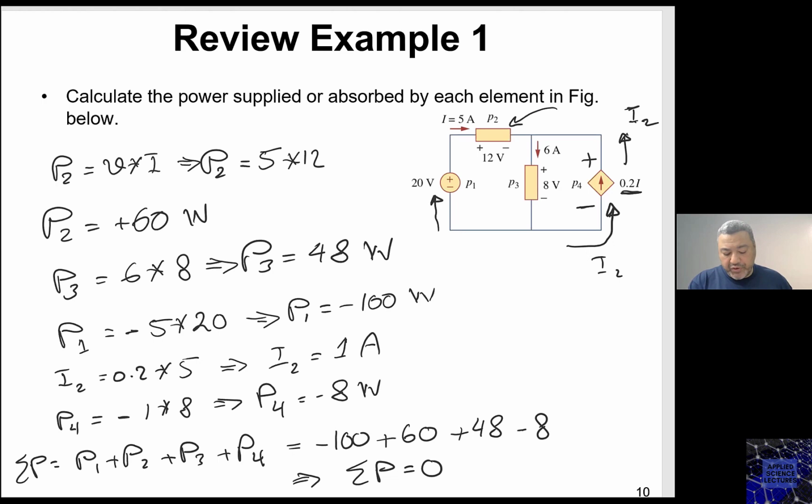If the arrow is pointing down, then yes, it will be positive. Because at the end, I'm looking at the current entering. If the current is entering the positive terminal, then it will be positive. If the current is entering the negative terminal, it will be negative, right? So it is based on the sign of the potential difference and the direction of the current.